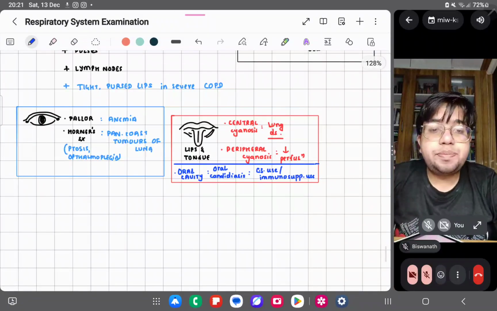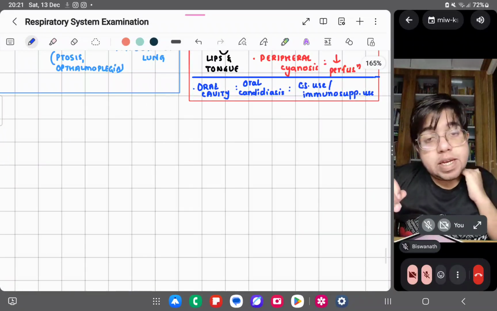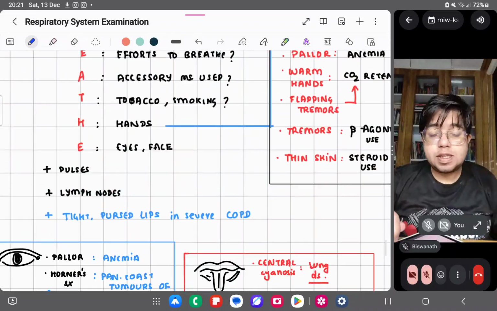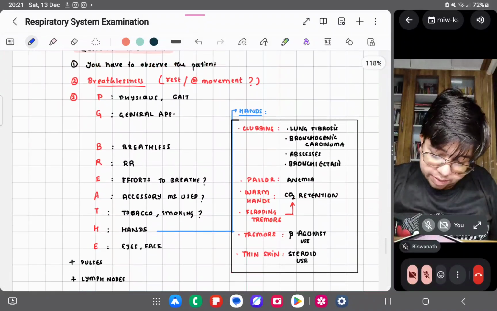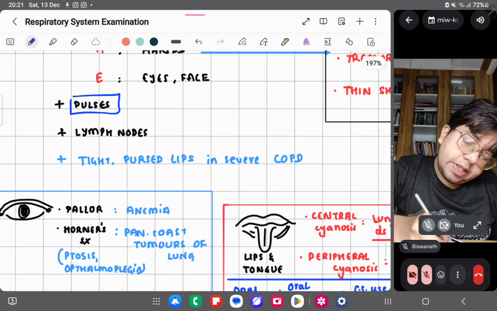Okay, these things are clear. Now we will see the venous pulses. What are the venous pulses? Yes. So now we'll discuss pulses.